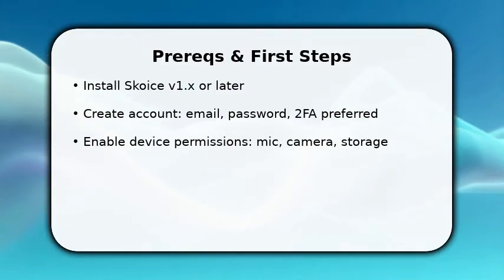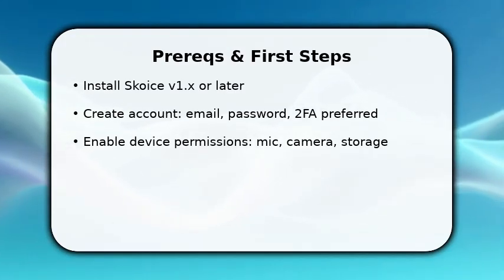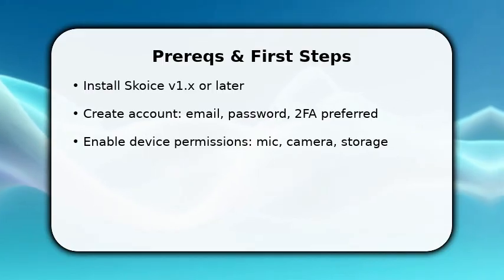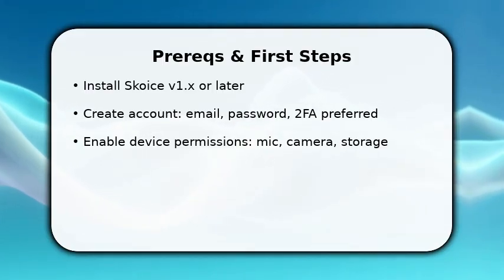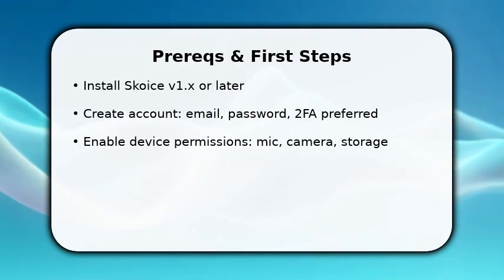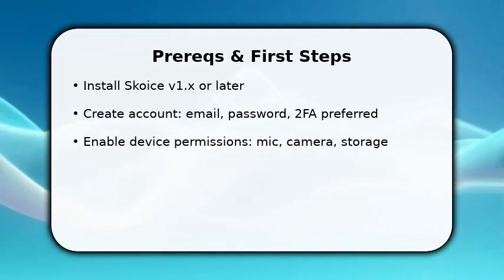You start by confirming prerequisites: Skoice installed, internet stable, and device permissions granted. Once done, open the app and sign in with your email and password. Make sure to enable two-factor authentication for safety.